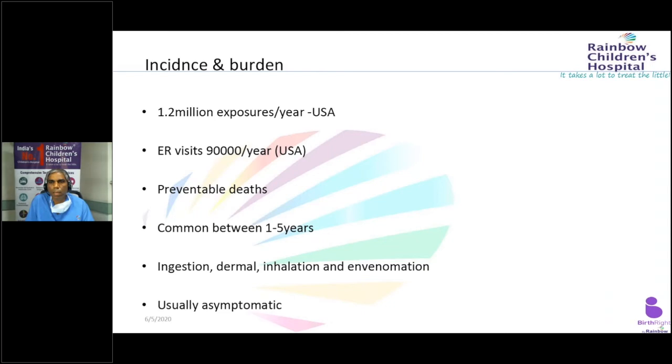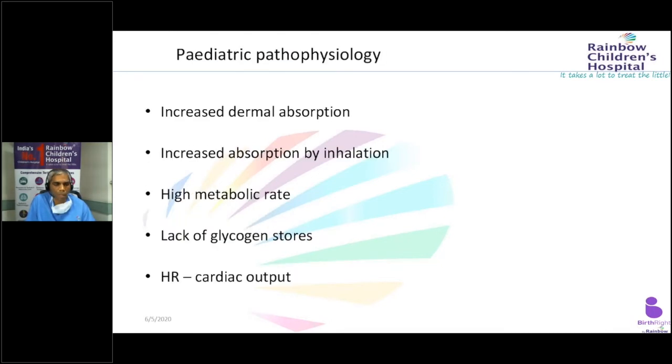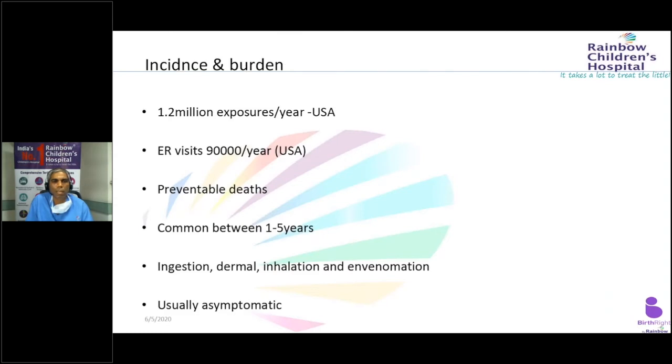Children who are more than 1 year old are mobile, but at the same time they're not aware of the dangers. And the majority of them keep everything in the mouth. So that is a common reason why we see quite a lot of poisonings in children between 1 to 5 years. In terms of types of poisoning, it could be ingestion, transdermal or cutaneous exposure, inhalation, and envenomation. And about 85 to 90% of poisonings are asymptomatic.